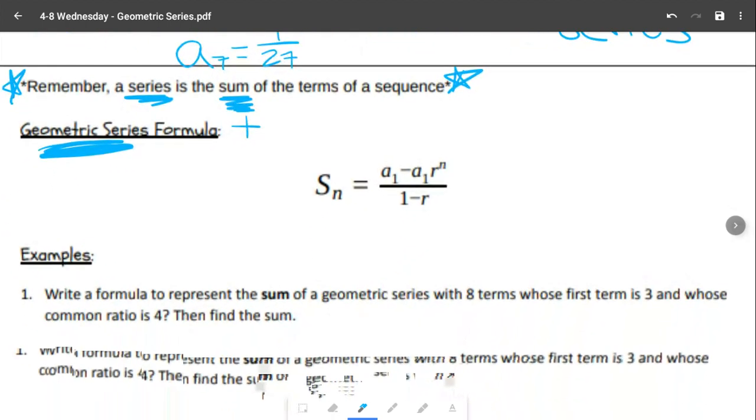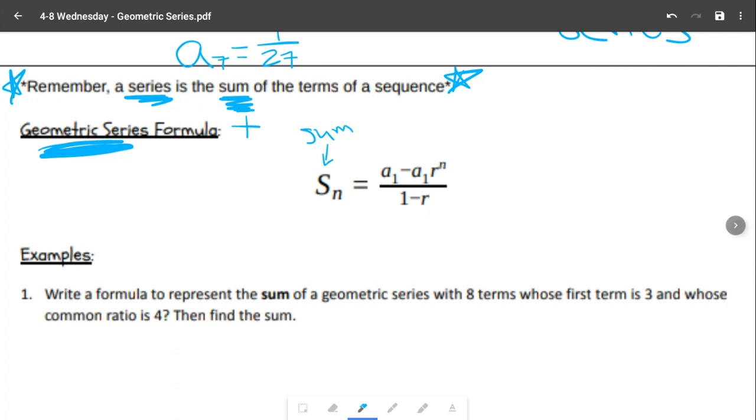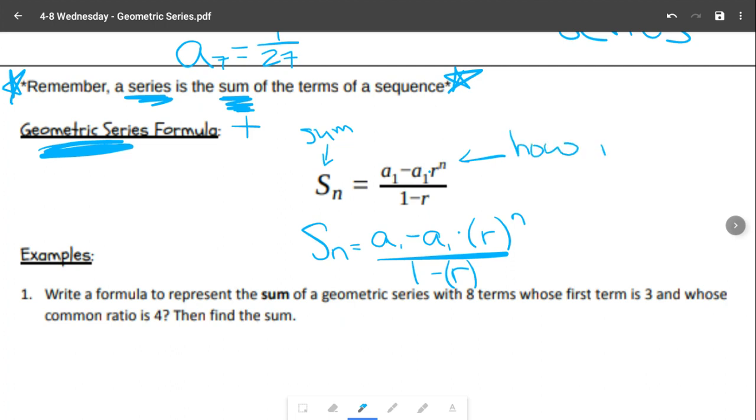So here is your formula for a geometric series. Sn, S represents the sum, equals A1 times (1 minus R to the n power) over 1 minus R. Just like with the explicit formula that we just used in the do now, I would recommend that you put R in parentheses up on the top with the exponent. You could put it in parentheses on the bottom also if you want. And this n in the formula is how many terms are being added together.